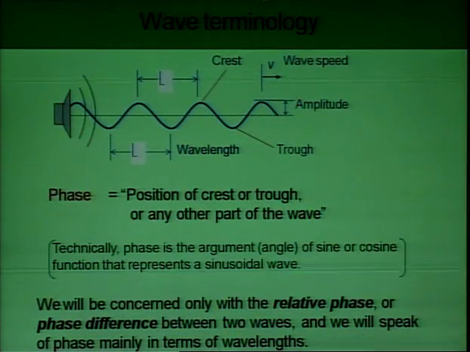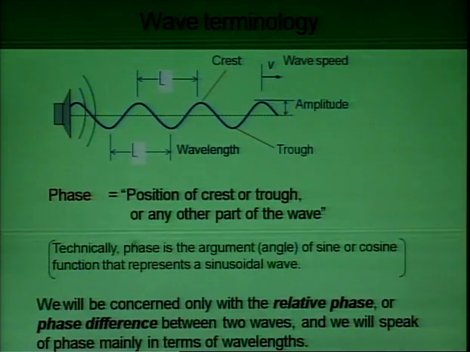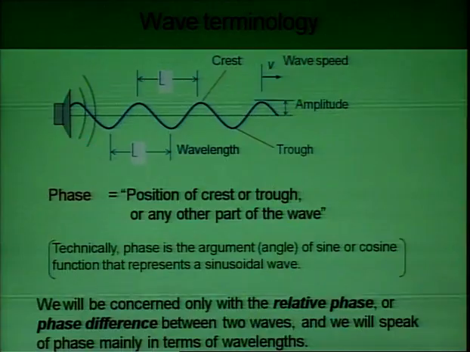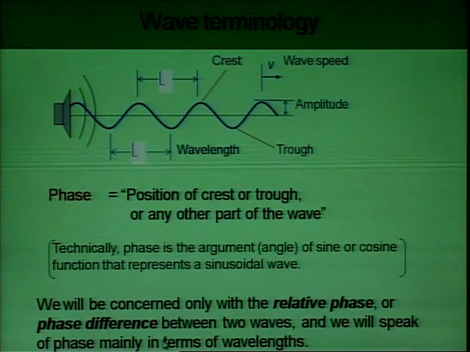Now in the next slide we are going to consider the example of sound waves, how interference occurs in sound waves. For that, just see this wave. V stands for wave velocity, this is amplitude, crest, trough, this is wavelength L. Phase is the position of a crest or trough. We will be concerned only with relative phase, or phase difference between two waves. When we talk about constructive and destructive interference, we say the waves are in the same phase or in opposite phase. So we are talking about phase difference.